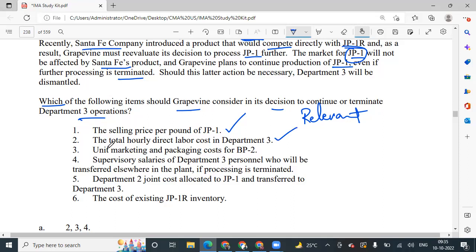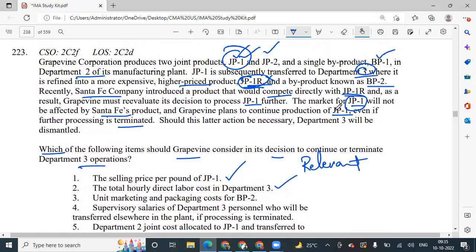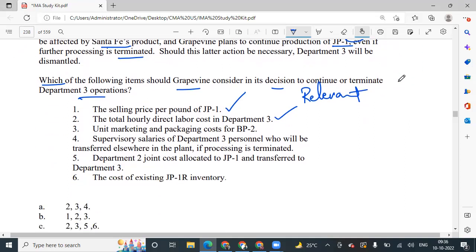Then the unit marketing and packaging cost of BP2. BP2 is the byproduct which is being made out of the refined product, which is basically from Department 3 itself. I think this should also be relevant because this is something happening after the refining process. So it's future oriented.